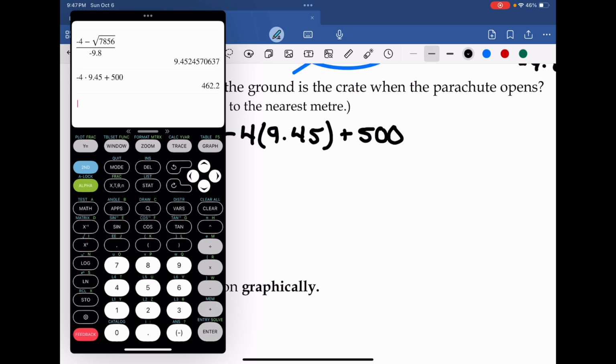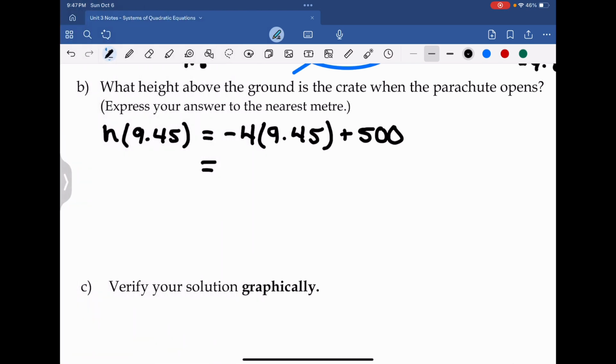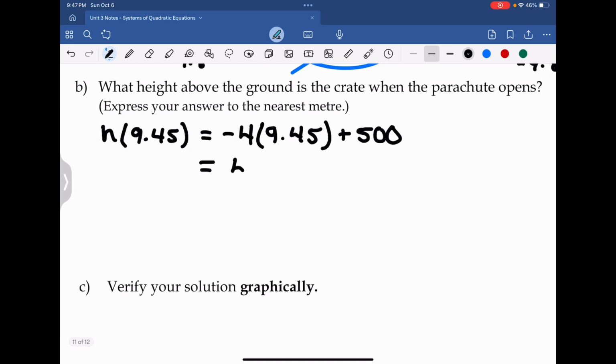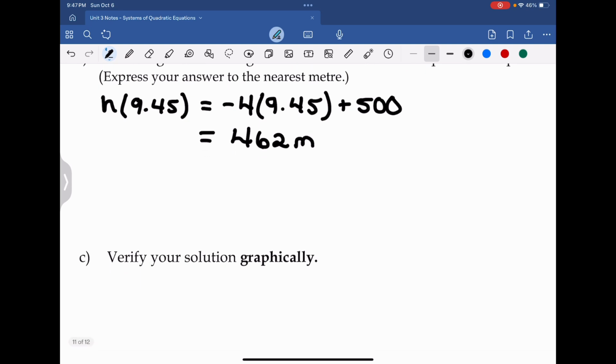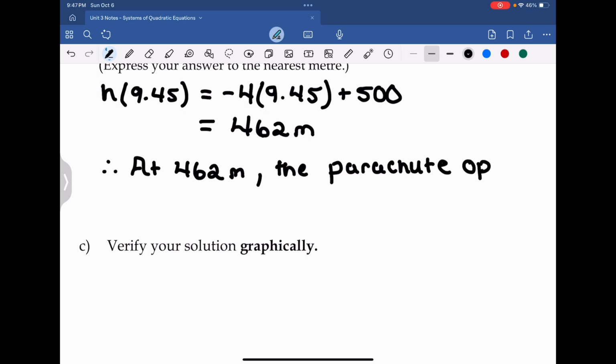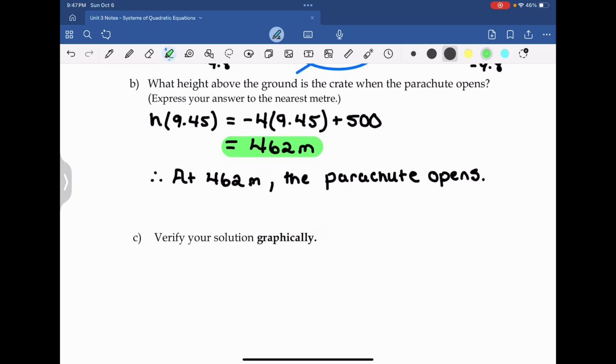This means at a height of 462.2. And to the nearest meter, this would be 462 exactly. So 462 meters is when the parachute opens, and we're going to summarize it as that. At 462 meters, the parachute opens. Perfect, there we go. And we'll highlight both of these together, representing that that's the solution we want.